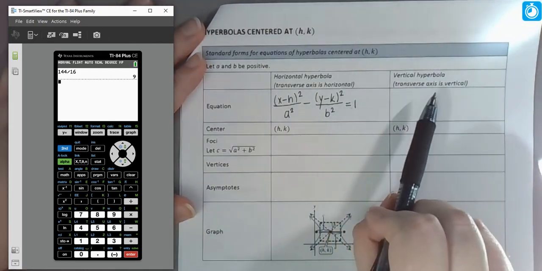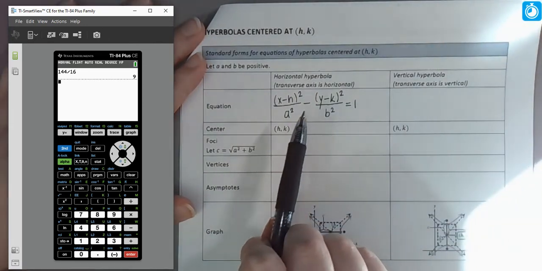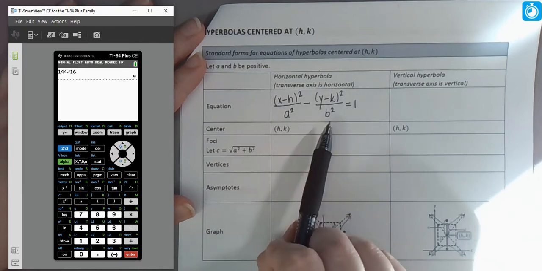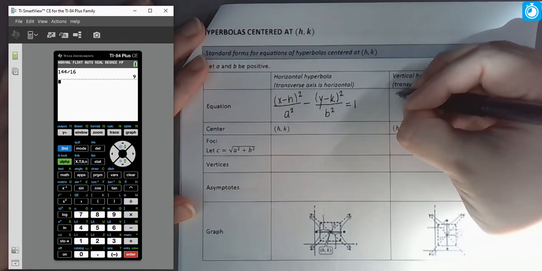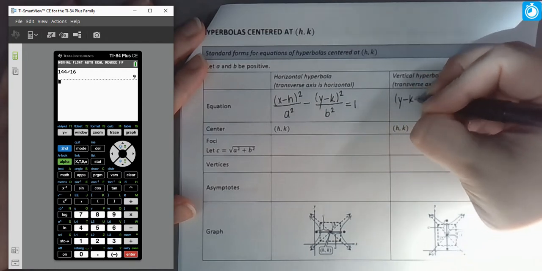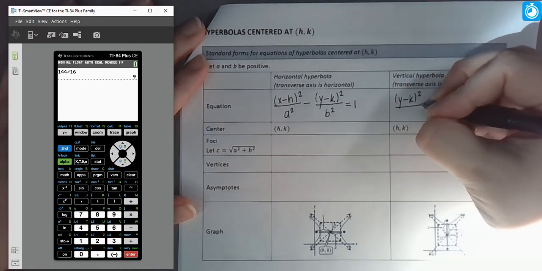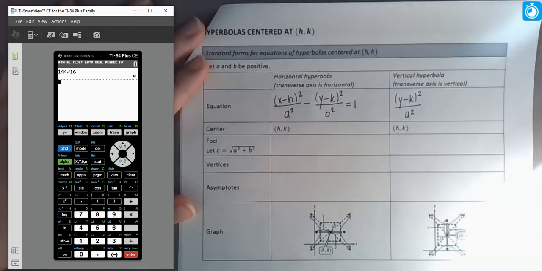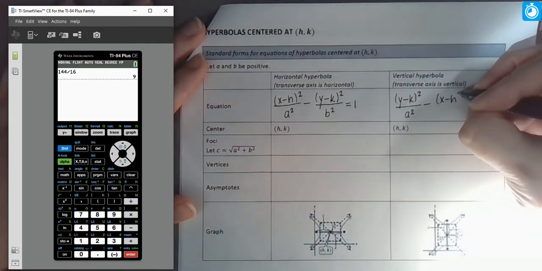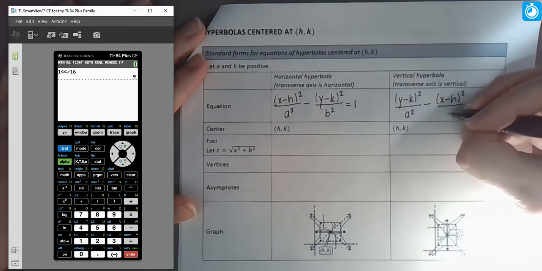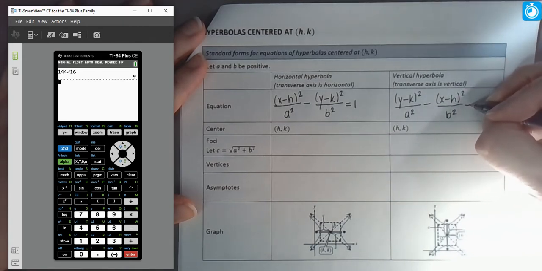Now, if our hyperbola happens to be vertical, essentially the y term is going to be positive, the x term is going to be negative, so these are going to switch. So y minus k squared, and then that's now going to have the denominator of a squared since it's the new positive term, minus x minus h squared over b squared. All of that is equal to 1.